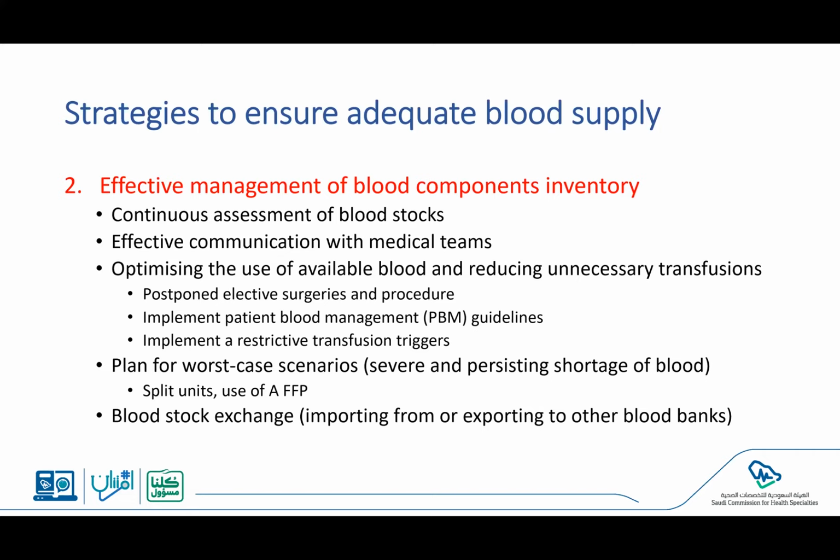Inshallah, we will not reach that, but we have to have a plan. When we have a severe and persistent blood shortage, we can have a split unit between patients. We could have AFFP as a universal plasma for massively transfused or bleeding patients. Blood stock exchange, it's happening now. If you have extra than what you need, you can also arrange, either at the national level or regional level, to give it to other hospitals.